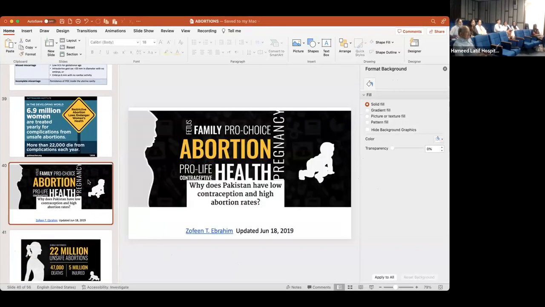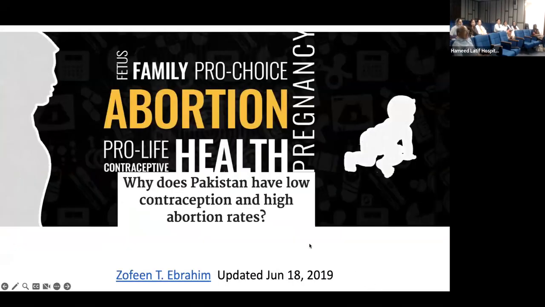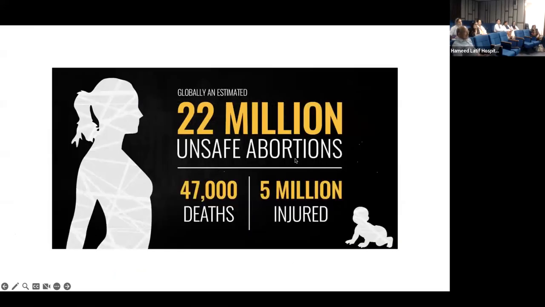ये पाकिस्तान की स्लाइड्स हैं जो डॉन पेपर में छपी थी। ये आप जरा गौर फरमाएं। Pro life contraception, health, pregnancy. Why does Pakistan have low contraception and high abortion rates? This lady, Zofeen T. Ebrahim, writes excellent articles, and you can find it in the June 18th, 2019 Dawn newspaper. 22 million unsafe abortions, 47,000 deaths, 5 million injured.